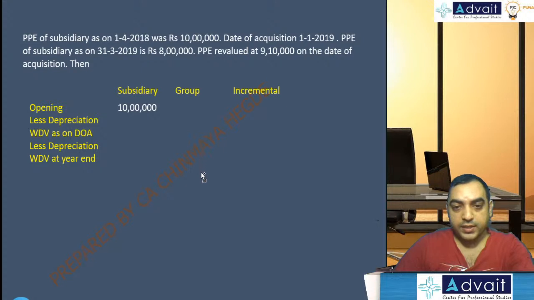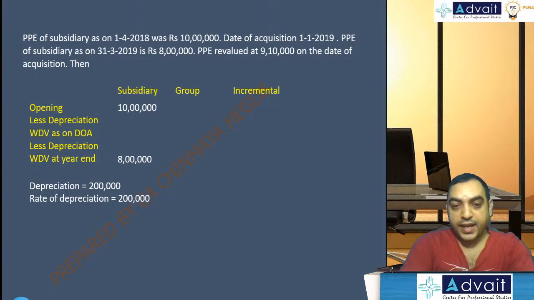Now, given opening balance is 10 lakh and WDV at the year end is given to be 8 lakh. Therefore, if 10 lakh becomes 8 lakh, assuming no purchases and no sales, the depreciation is 2 lakh. The rate of depreciation is 2 lakh divided by 10 lakh, which means 20% per annum.